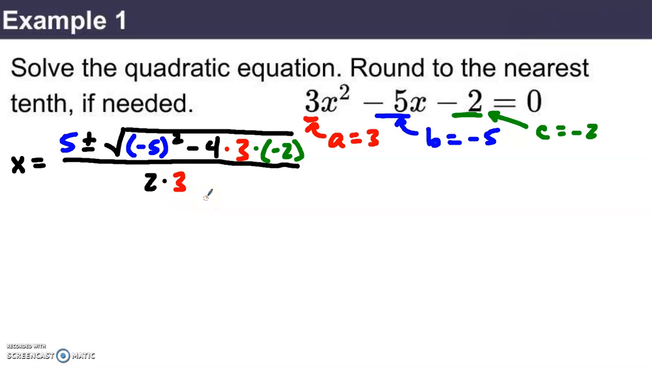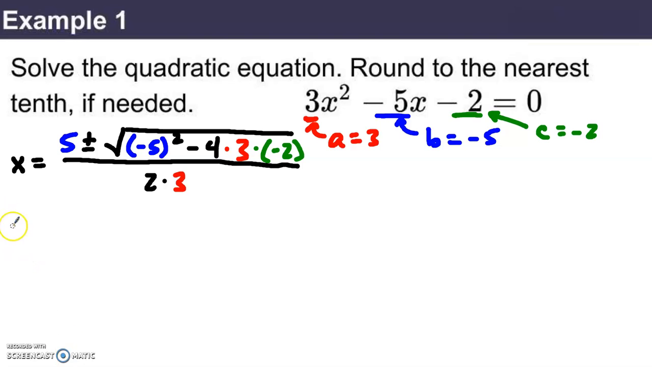Especially as you're starting to work on these, it's helpful to go back one more time and make sure that you got everything in the right place. Here is the opposite of b, plus or minus the square root of b squared minus 4 times a times c, all over 2 times a. All we've got to do to find these solutions now is carefully simplify this. So let's give it a shot.